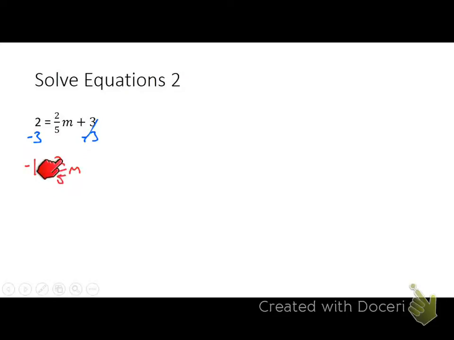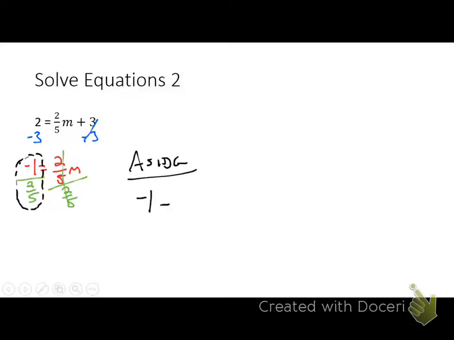We see that we have m times 2/5. This is like a coefficient. It's being multiplied by the m. So our inverse operation is going to be to divide by whatever that coefficient is. So I'm dividing both sides of my equation by 2/5. And so the question is, what is this over here? And the way that we divide fractions, and I'll come over here and we'll do some aside work to work this out, I have -1 divided by 2/5.